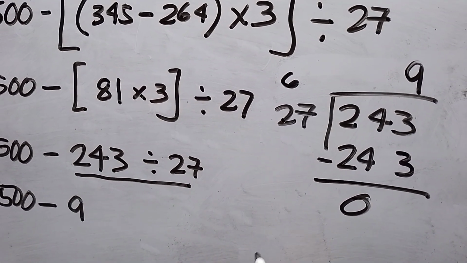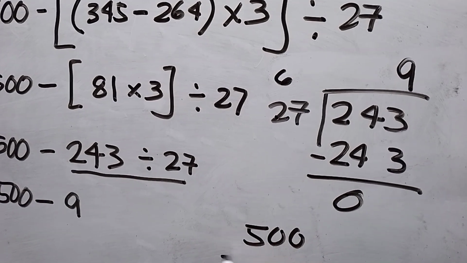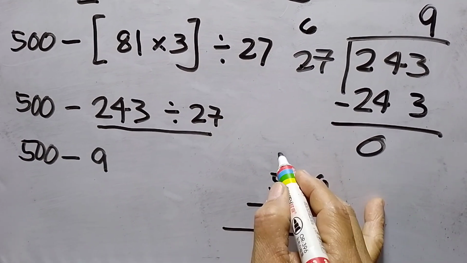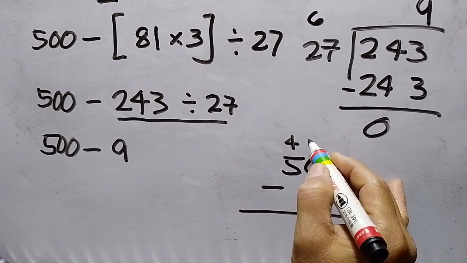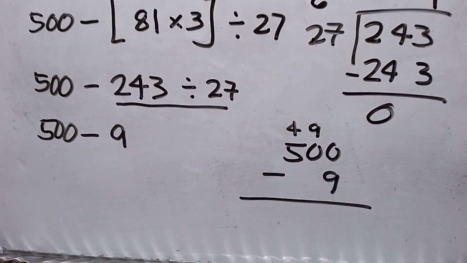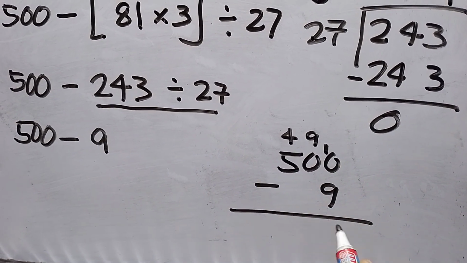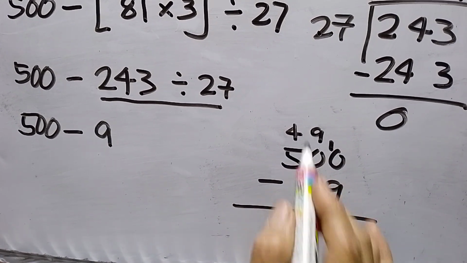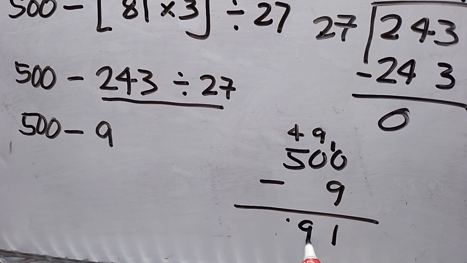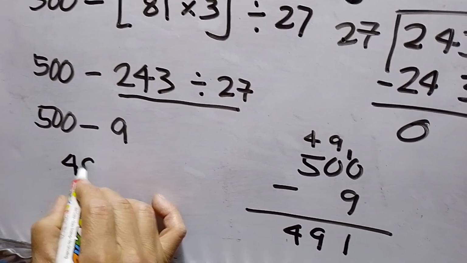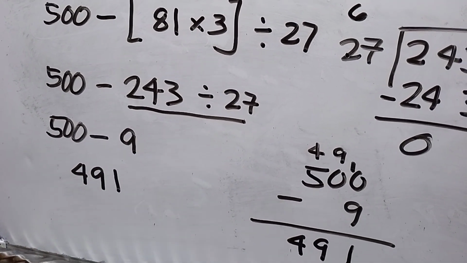And then 500. Take away 9. So, this will be 4. This is 9, and then this becomes 10. So, 10 minus 9 is 1. And then bring down 9, and then bring down 4. So, I have here, my answer for number 6 is 491. That's all.